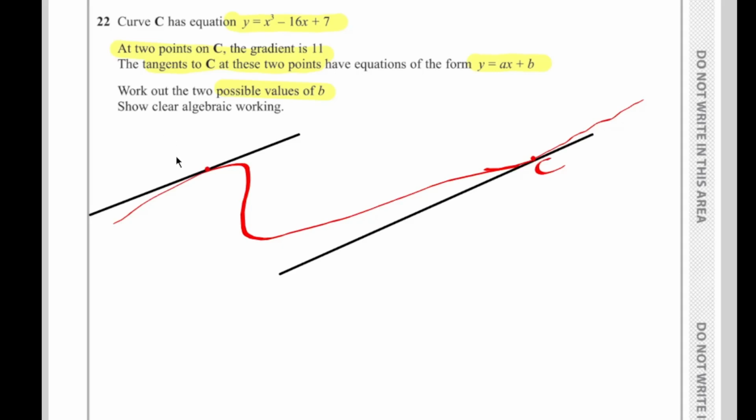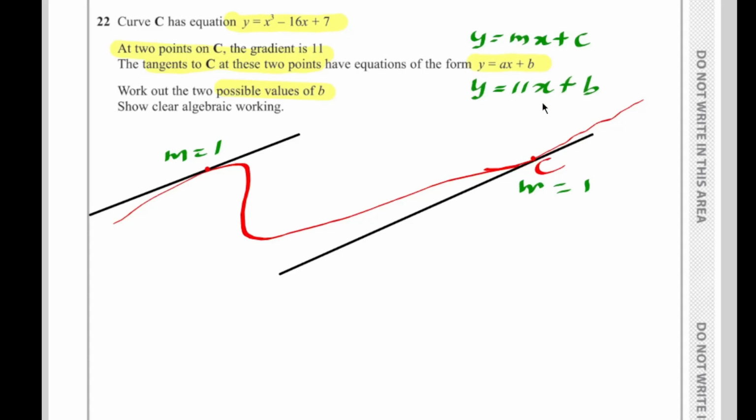What do we know? That gradient at this point is 11 and gradient at this point is also 11. What else? The equation of these two tangents is in the form of y equals ax plus b. We know that this is the form of y equals mx plus c. Then we know already what a equals. So it is the form of y equals 11x plus b, because a represents the gradient. Now we have to get what the y-intercept is, or what b is.